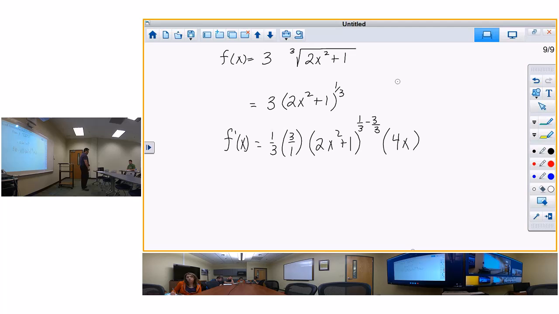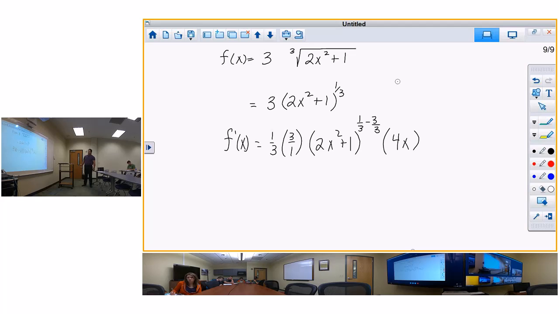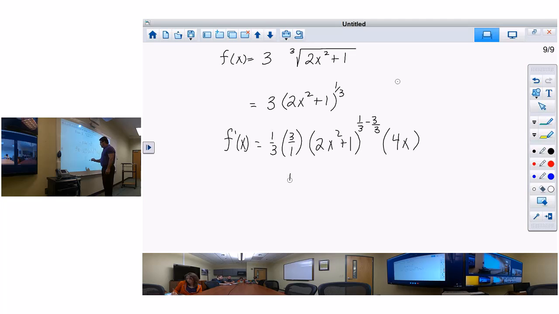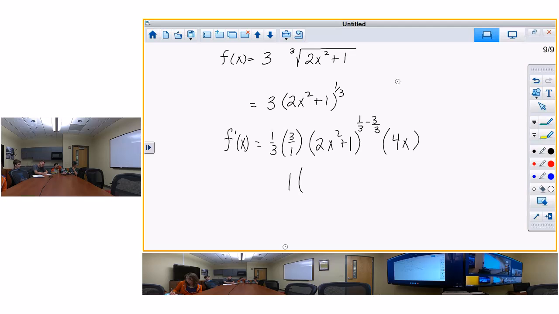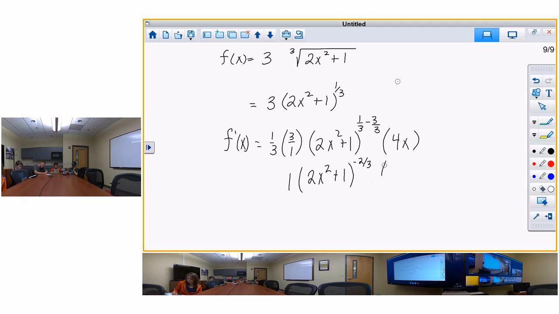Now, I put those extra steps in there because some of y'all, when it comes to fractions, y'all break an anvil with a banana. So I put everything out there so you would see how not to mess it up. So what's 1/3 times 3? 1. And then 2x squared plus 1. And what's 1/3 minus 3/3? -2/3. Times 4x.